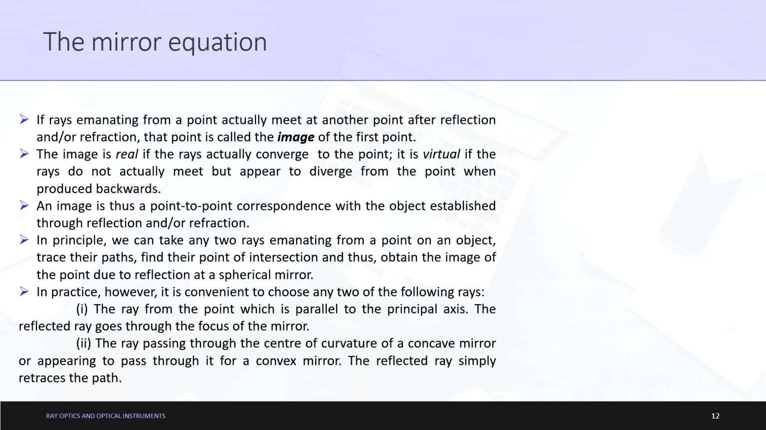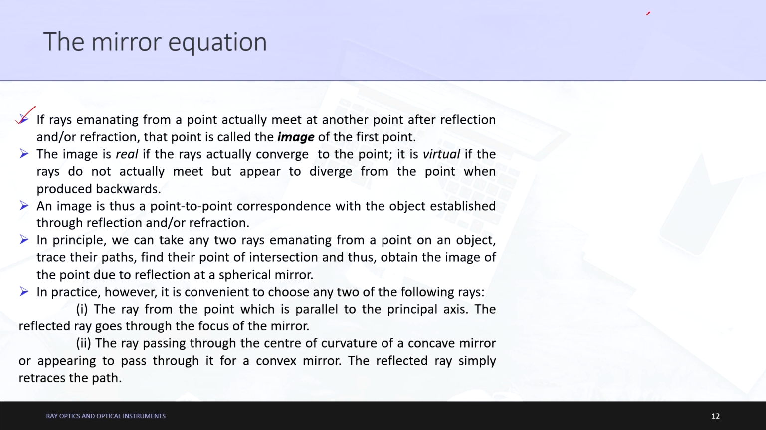So first of all, let us try to understand the basic parts here. If the rays emanating from a point actually meet at another point after reflection or refraction, that point is called the image of the first point. In the previous lecture I explained using a diagram what the image of the first point is. Next, the image is real if the rays actually converge to the point. What does it mean that the image is real and the image is virtual?